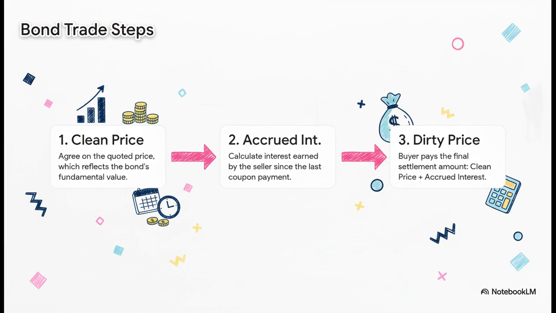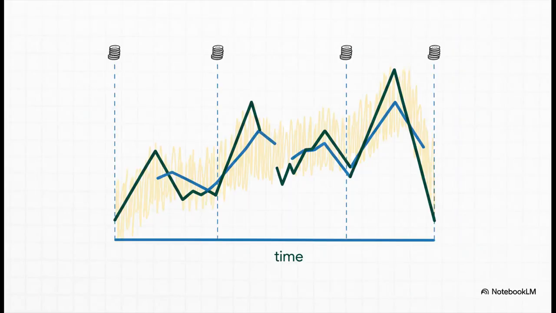So when you boil it all down, every bond trade happens in 3 easy steps. First, the buyer and seller agree on the clean price. That's the quoted price we see, the one that reflects the seesaw effect. Second, the system calculates the accrued interest based on how many days have passed since the last coupon. And finally, the buyer pays the dirty price, which is just the clean price plus that accrued interest. Simple. And what you get is this really interesting visual pattern.